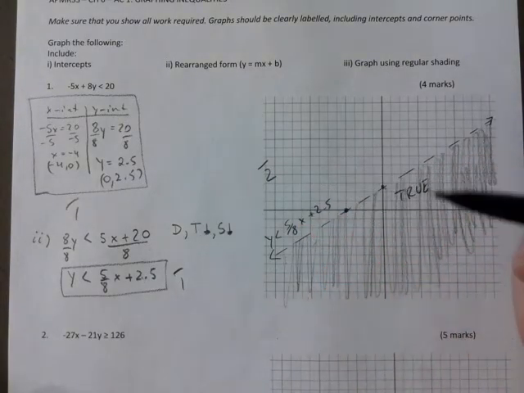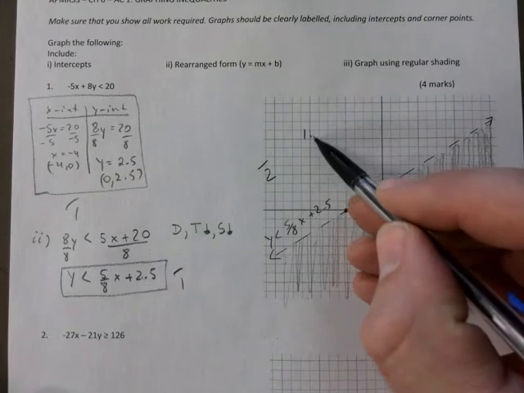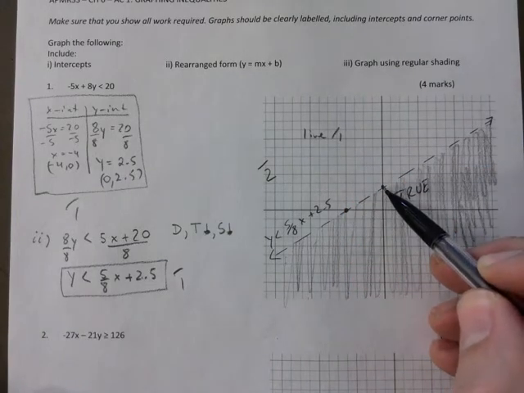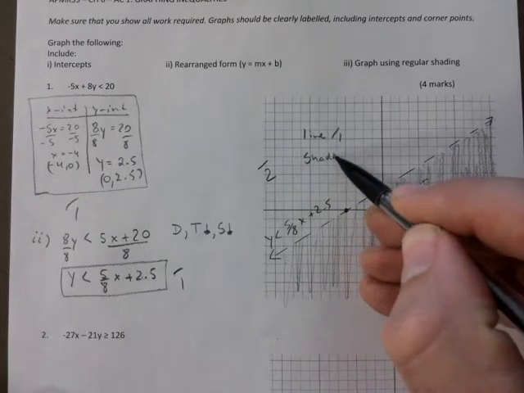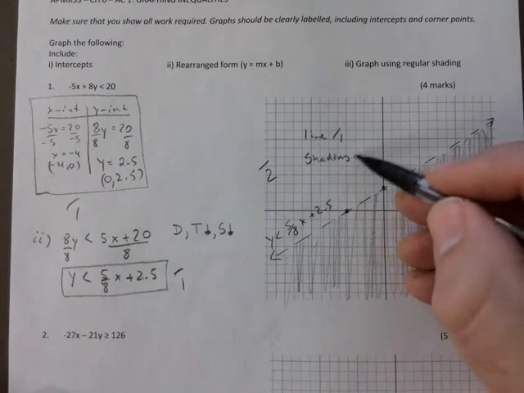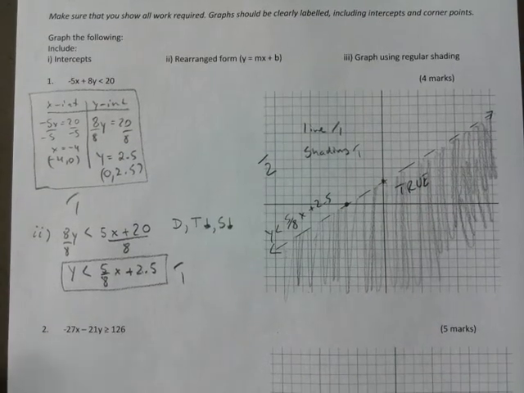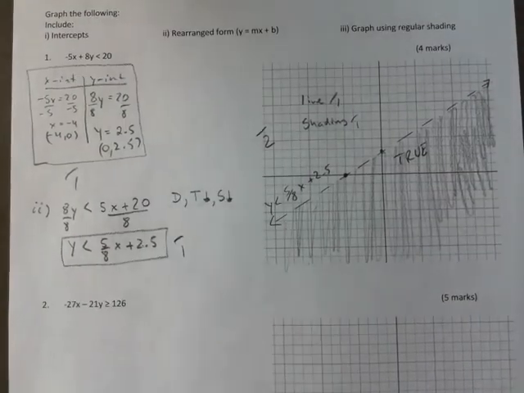Okay. And so what would be the criteria here? Actually graphing the line would be 1, meaning the right points and it's dashed. And then shading, and so forth, I would give you another 1 for putting that in the right place. Okay, so 4 marks for that first one. Hopefully you did okay.